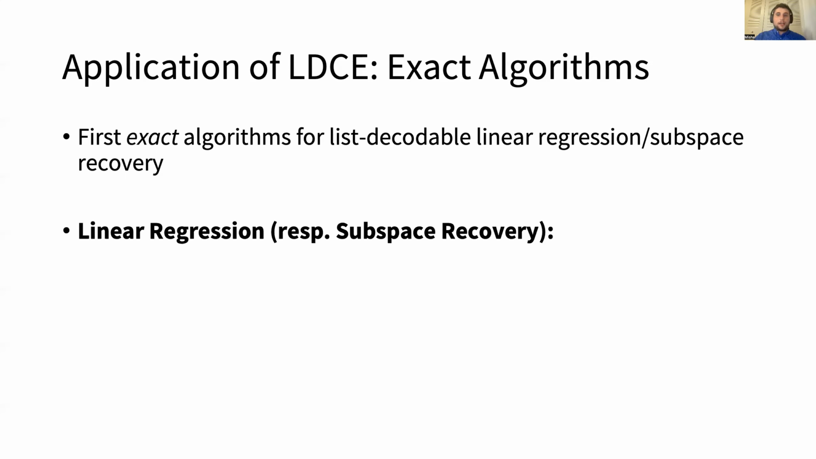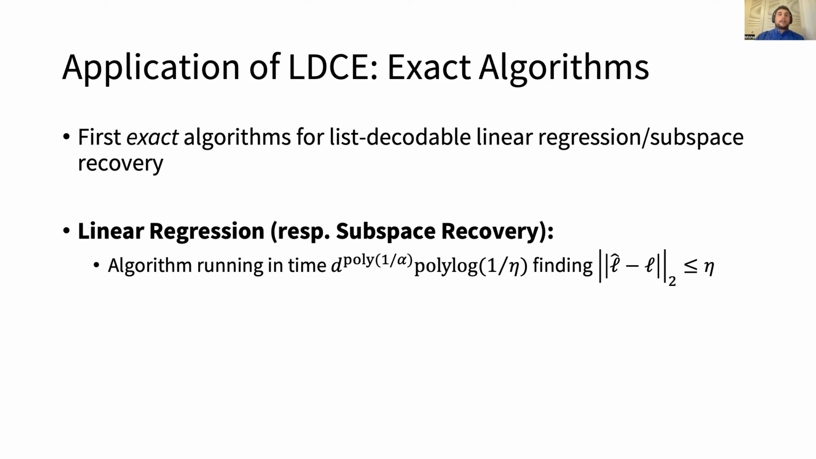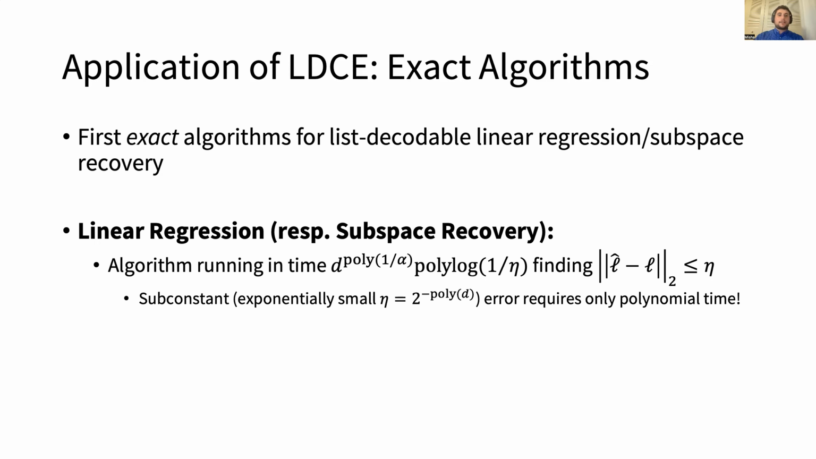In particular, using our results, we immediately obtain an algorithm running in d to the poly 1 over alpha, and then the eta no longer appears in the exponent. In fact, it's polylog 1 over eta. And this finds the right L2 norm guarantee of being close up to eta. One thing to note here, as mentioned prior, is this allows subconstant and in fact exponentially small eta for a fixed alpha in polynomial time. The remaining error that we have is really from numerical precision, especially with irrational numbers in the covariance matrix.